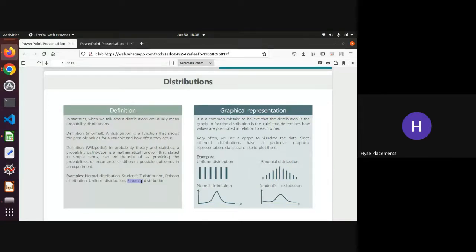So it's a common mistake. See, graphical representation. It's a common mistake to believe that the distribution is the graph. In fact, the distribution is the rule that determines how values are positioned in relation to each other, how they are related with each other or not. Very often we use a graph to visualize the data. Since different distributions have particular graphical representations, statisticians like to plot them. For example, for uniform distribution, this is the graph, for binomial distribution, this is the graph, for normal distribution, this is the graph, and for Student's t distribution, this is the graph.